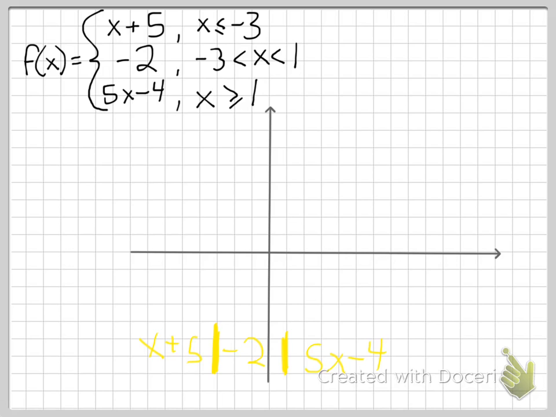So let's say I'm looking at the x plus 5. Well, that's when x is less than or equal to negative 3. So that means it includes negative 3. So if at negative 3, in the whole function, I'm going to use the x plus 5, I get 2. Pick another one. As long as it's less than or equal to negative 3, I'm fine. How about negative 4? I get 1. If I want to do negative 5, I'd get 0. So I get these points.